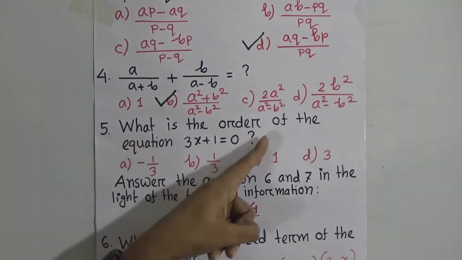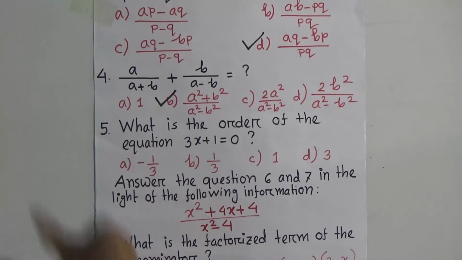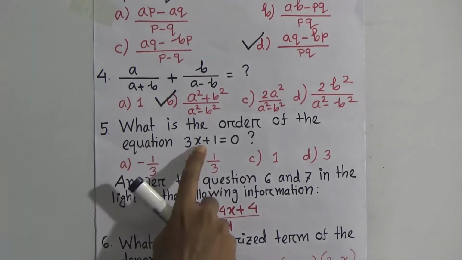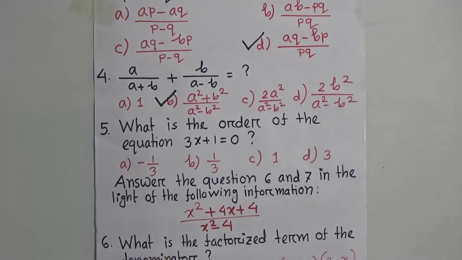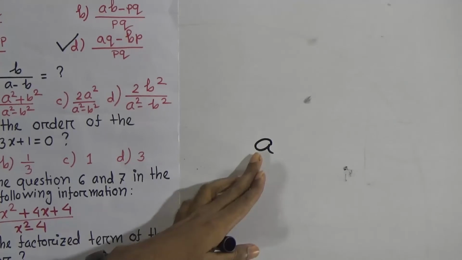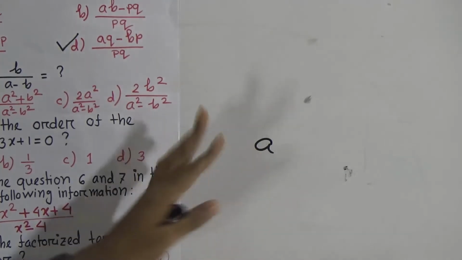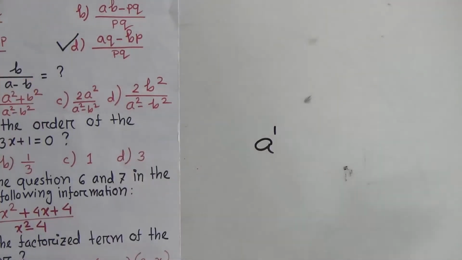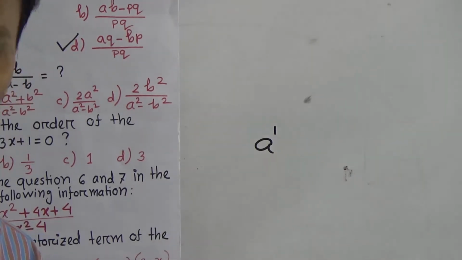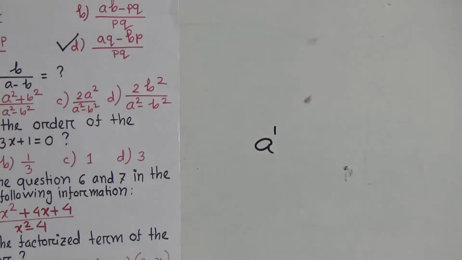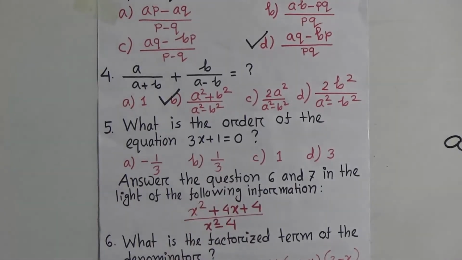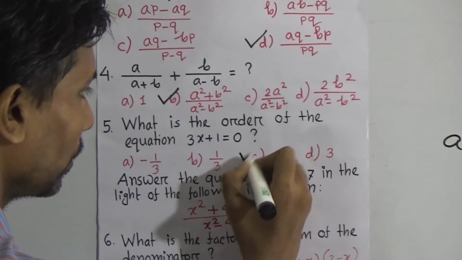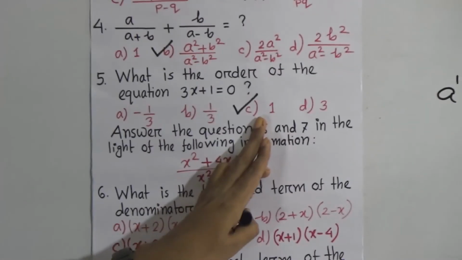You see the question properly. Find out the order. What is the power of x here? Only 1. Suppose if I ask, what is the power of a? Then we say, sir, the power is 1. But as the power is 1, there is no need to write it. Therefore we can say the order of the equation 3x plus 1 equal to 0 is only 1. Give a tick sign in C.